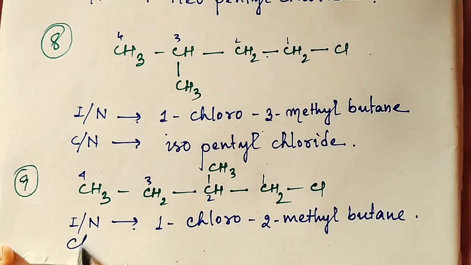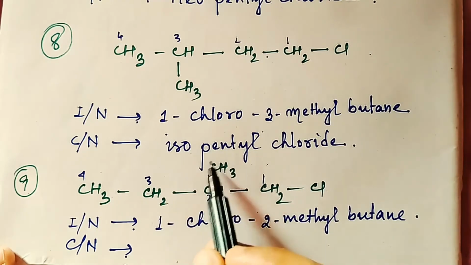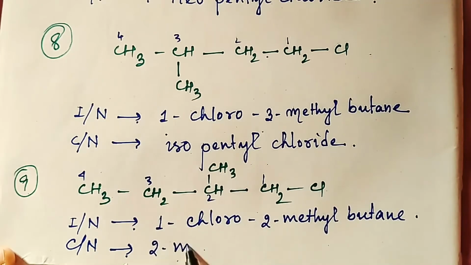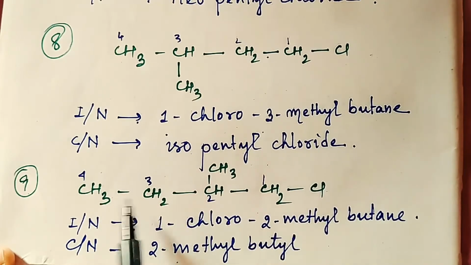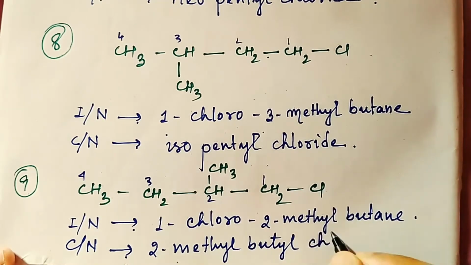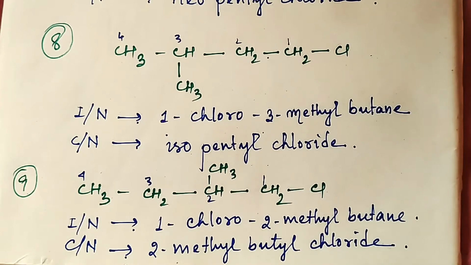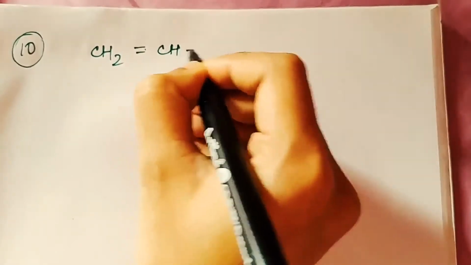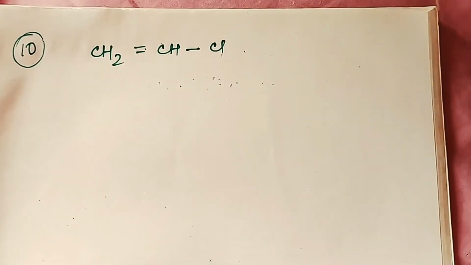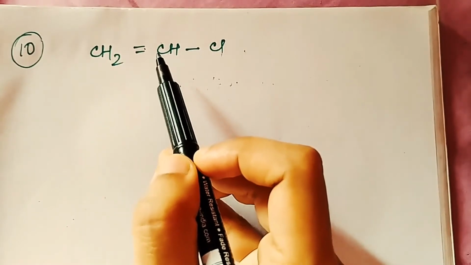Now let's find out the common name. Common name structure is alkyl halide. So first write the alkane part. In the alkane part branch is present. So first write the branch 2 methyl, then alkane part butyl because of 4 carbon atoms, then halogen part chloride. Okay, 2 methyl butyl chloride. Here it is not an iso compound because the branch methyl group is not present at the end of the chain. CH2 double bond CH single bond Cl. Okay, so here you can say double bond is present. Okay, these two are sp2 carbon atoms and the halogen is added to the sp2 carbon atom.